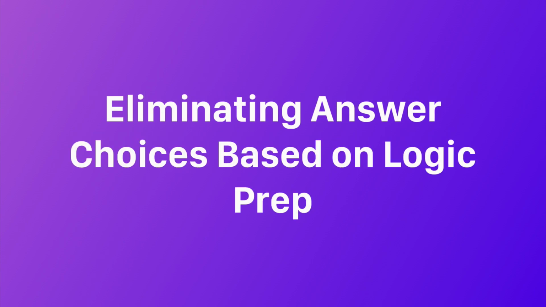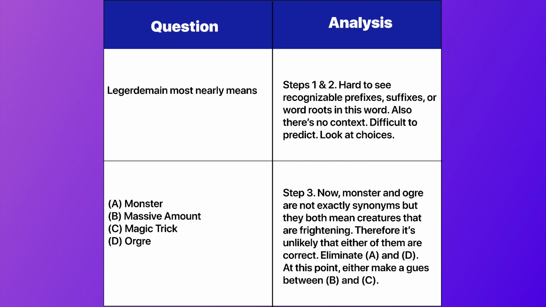Eliminating answer choices based on logic prep. If you really can't come up with a prediction, or if context is proving to be no help, then you may in some cases be able to eliminate answer choices by thinking logically about them. For example, if two answer choices mean nearly the same thing, they must be wrong, since the ASVAB has only one right answer for each question.